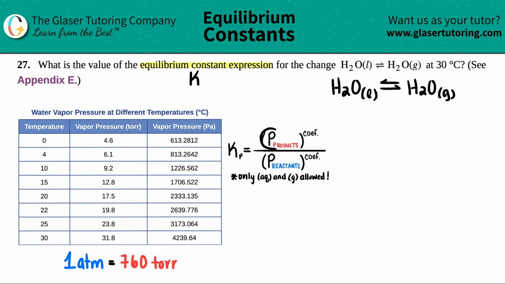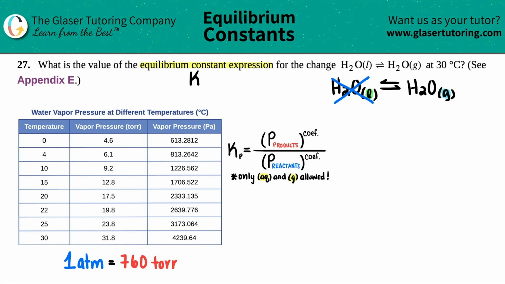Right, it's the pressure of the products divided by the pressure of the reactants, but only aqueous and gases are allowed. Now look here, guys, right? I have H2O, but that's a liquid. Am I allowed to use this in my Kp expression? No. So don't even bother. Get rid of the whole thing. But this one, this is a gas, right? I see the G there, so I'm going to take that into consideration.